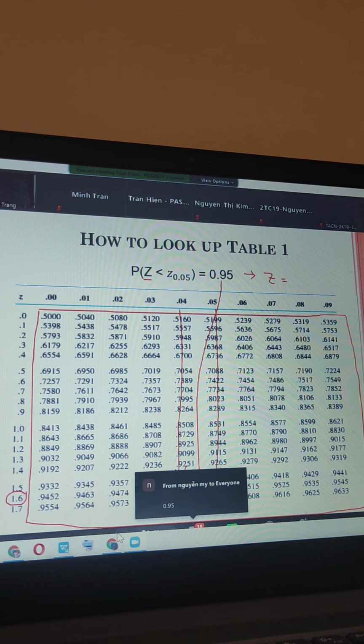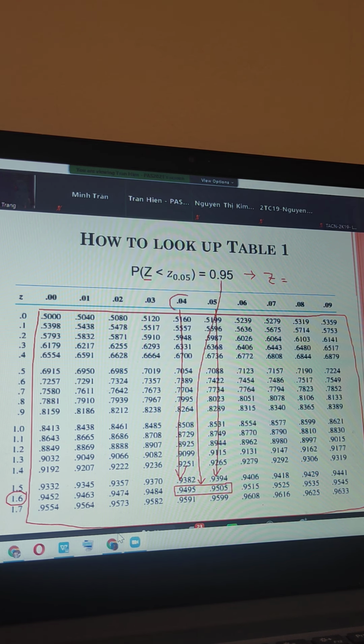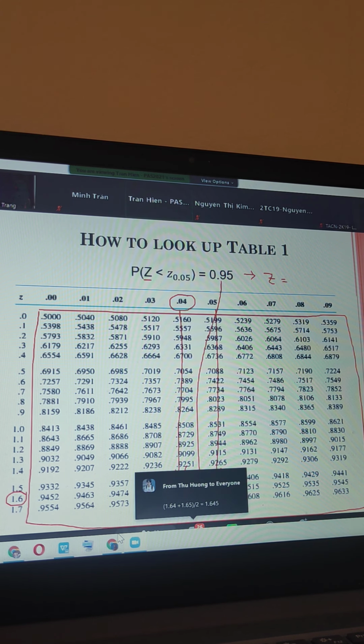The probability stands between those two values. So, if you choose the value of z equal exactly 1.64, the probability here is not 0.95. This is 0.9495.